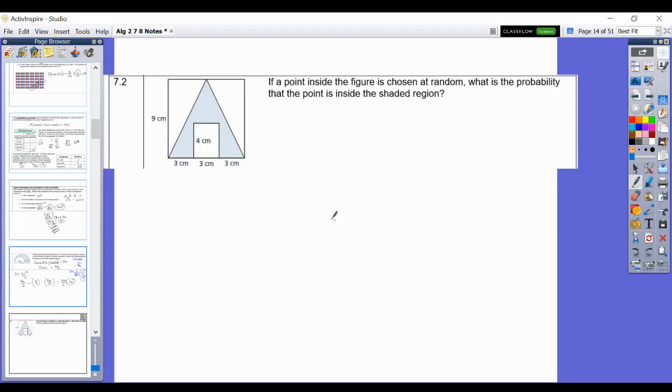Here we go. This time we have some rectangles and squares. If a point inside the figure is chosen at random, what is the probability that the point is in the shaded region? So first of all, I like to do the total region first. The total of this one is nice and easy. It is a 9 by 9 square. So the total region is 81 square centimeters.